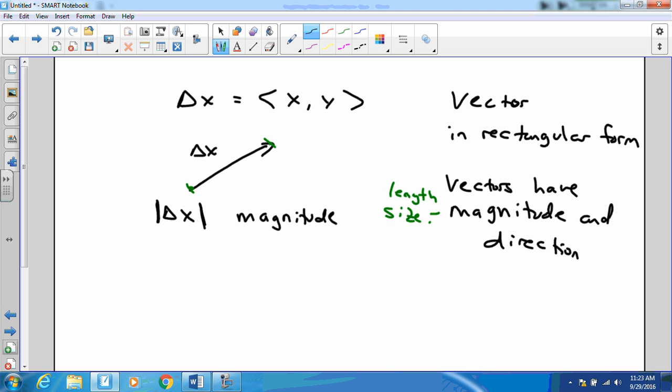What's the delta x above that? The delta x is the vector object, this arrow that has the size of delta x in the absolute value bars is going to be its magnitude. It's just going to be a number. It tells you how long it is. So let's see if we can figure out that size.